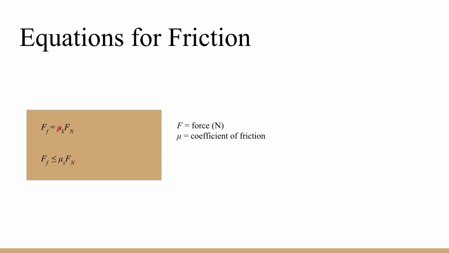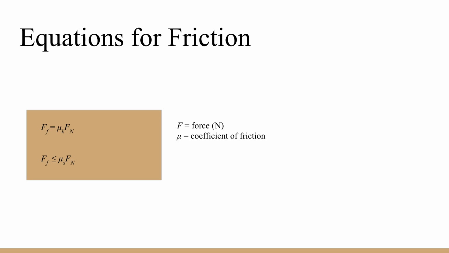And also keep in mind, these two numbers are different. Mu k and mu s are different. Mu s is usually always larger than mu k. So, back to the less than or equal sign. This is because you can just apply a very light force to a bookcase, and static friction will only apply a light force back to keep the bookcase in equilibrium.